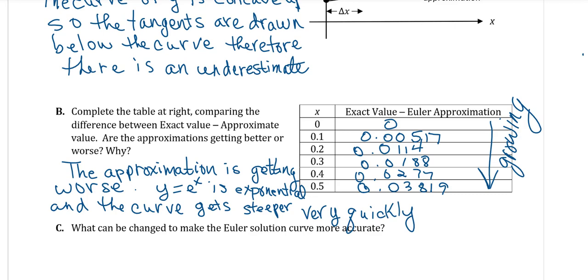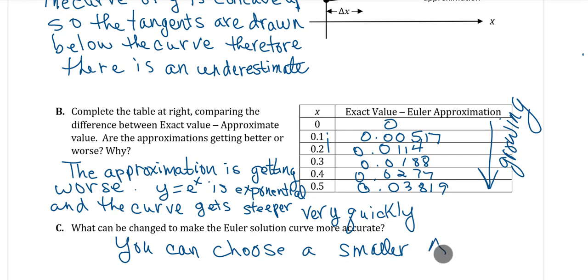Okay, what can be changed to make Euler's solution curve more accurate? If you think we're jumping by 0.1 every time, what we can do is make a smaller jump so we're closer to our next point. We want to remember local linearity requires a very tiny neighborhood. So you can choose a smaller delta x. That's the best way to do it.